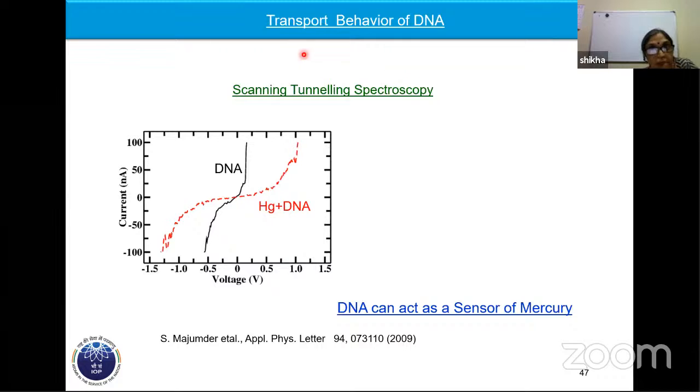Now, then we have also done the transport behavior of DNA. And here, if we look at the DNA alone, then we get this kind of behavior, which looks like semi-metallic behavior. But once we interact it with the mercury, what we see is a rectifying behavior. So this shows us that DNA can be used as a sensor of mercury. And this has its importance, of course, in decontamination of pollutants from water.